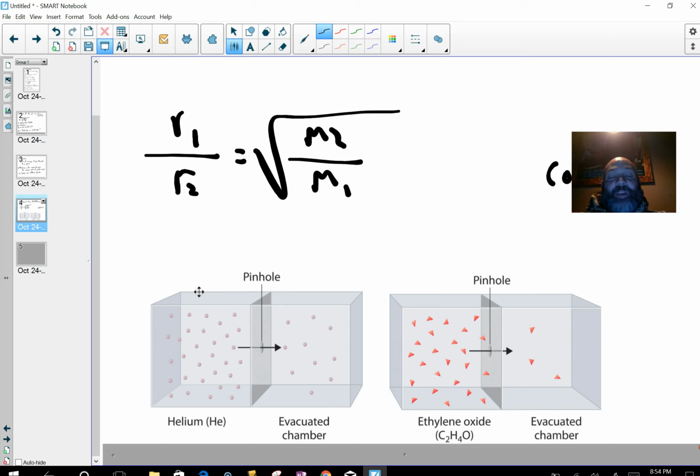And here we have an example of helium, which is, again, very light. And then ethylene oxide, C2H4O, which is going to be a lot heavier. 24 plus 4 plus 16 is 44, versus 4 for helium. So it's 11 times heavier. So it's going to effuse way slower. And that's that idea of a particle in the balloon bouncing around until it hits directly on that pore for it to escape out. And again, lighter gases do that much faster. That's effusion.